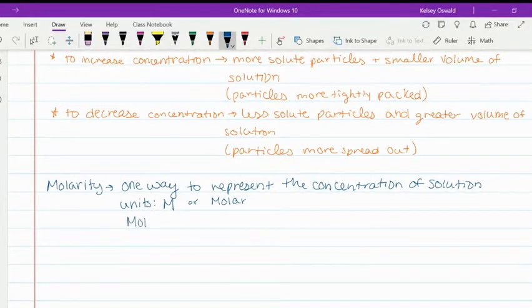Our molarity is going to be equal to the moles of solute we have, so the moles of substance we have dissolved, divided by the total liters of our solution. So that equation for molarity takes into account the moles, or the amount of solute that we have, and how large our volume of the solution is. How many liters of solution do we have?